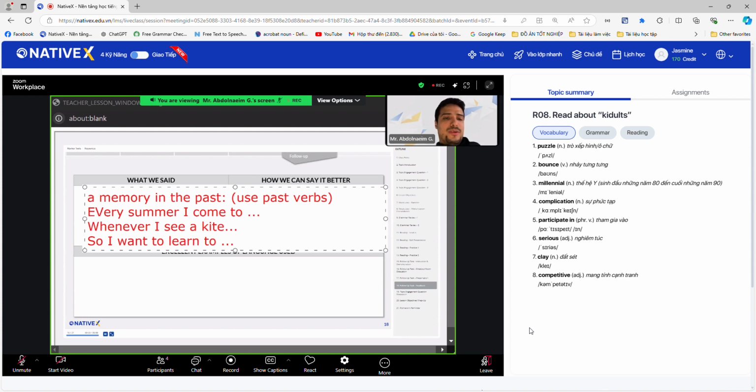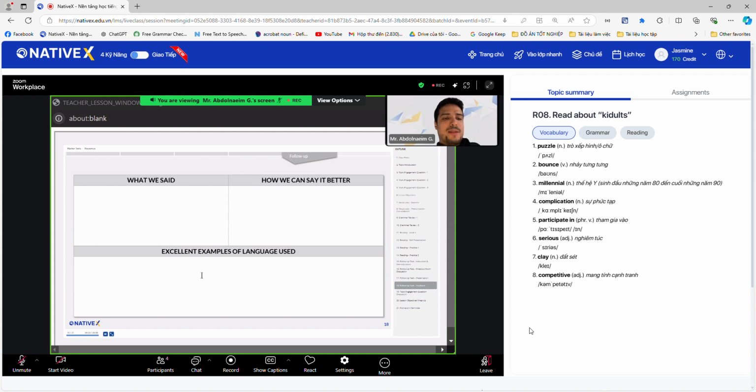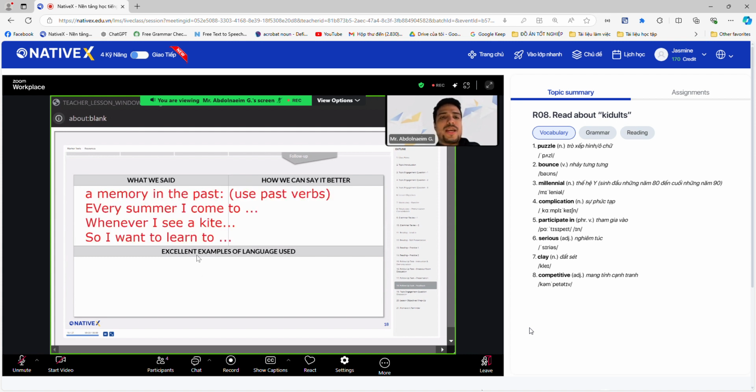So here, first of all, look at the verbs and tell me what their tense is, everyone. Yen, Jasmine, Uyen, what are the verb tenses here? Verb infinitive. Sorry? They are verb infinitive. So, simple present. I come to. I see a kite. I want to. These are simple present. They are not simple past.